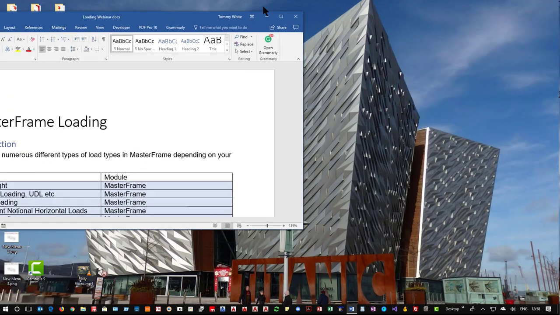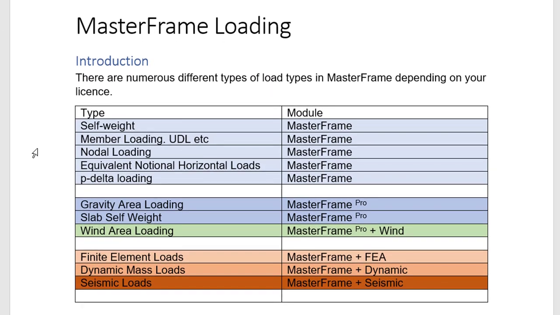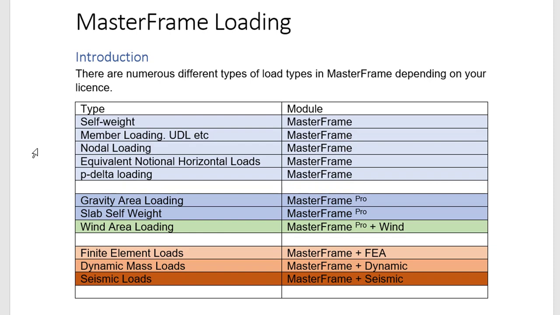I put together this little table for you before we started, and it basically talks about what types of loads you have. So obviously self-weight is handled in MasterFrame. Member loading is in MasterFrame, nodal loading, equivalent notional horizontal loads or forces, depending on your BS or Euro code. That's all MasterFrame, and even P delta analysis, which is really a form of loading. That's all in the basic MasterFrame.